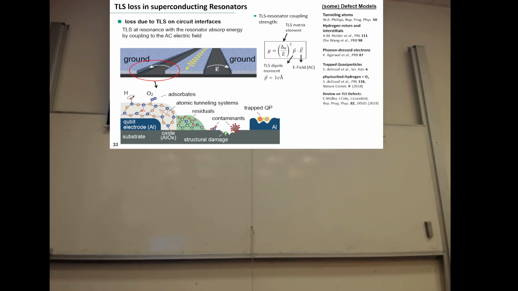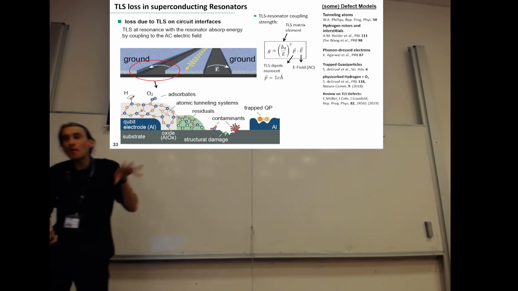And here's just some possible models of how these defects can be formed. As I already told you, we have this hydrogen, which can separate some bonds here, atoms coming, of course, trapped quasi-particles. I'm sure Lara Faoro will talk about this in more detail next week. And yeah, basically, many things can go wrong here.